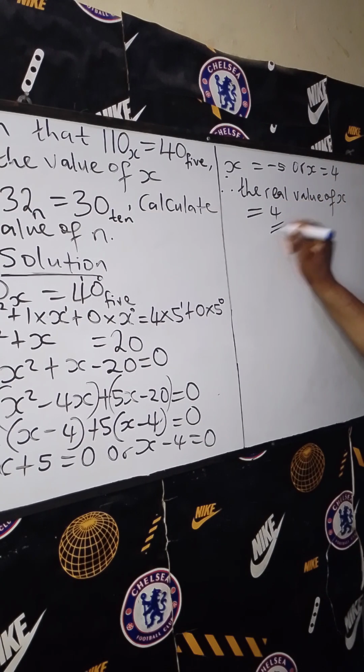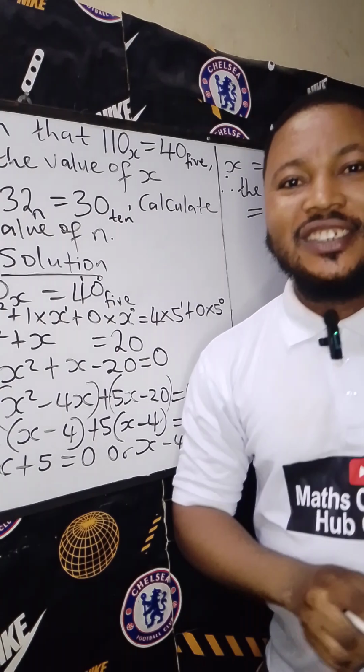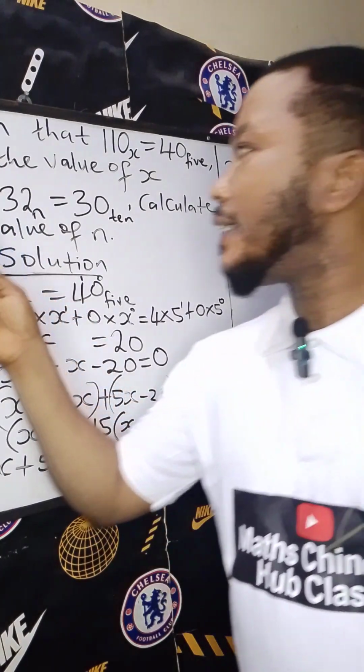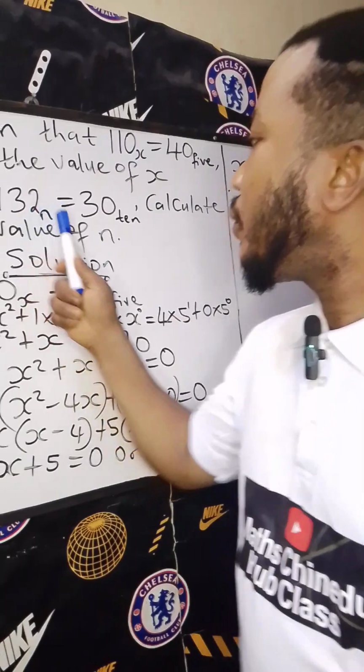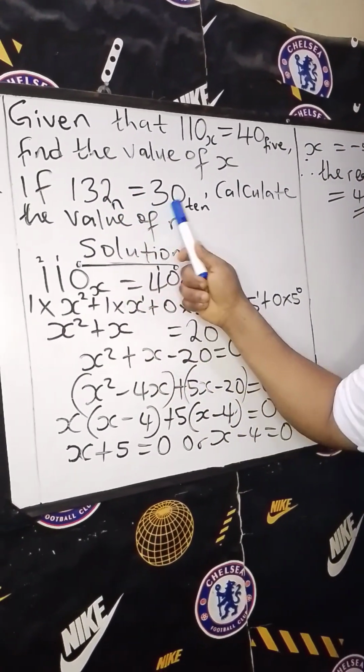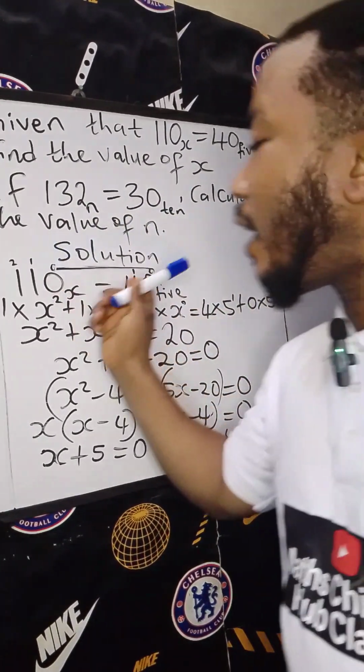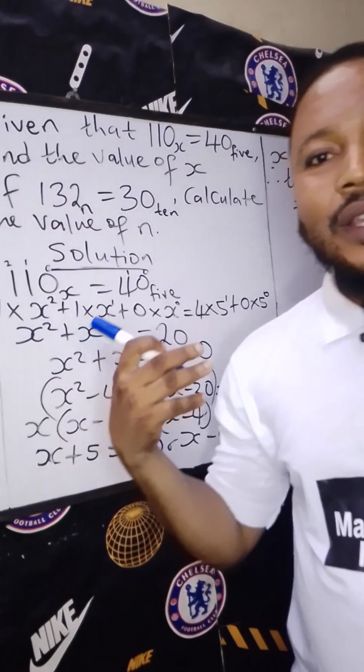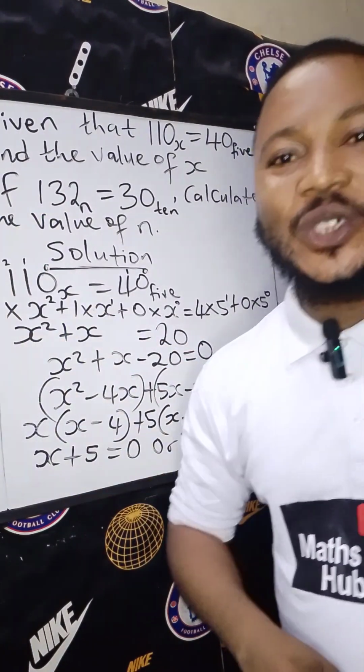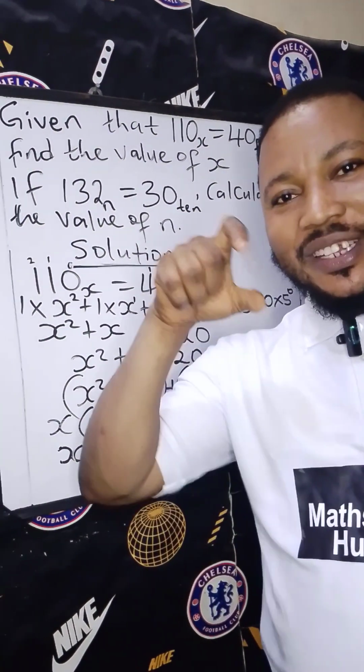4. That is it. So let's look at the second one, which says if 132 base n is equal to 30 base 10, calculate the value of n. Is that okay? So I will leave this number 2 for you. Try it and put the answer in the comment section.